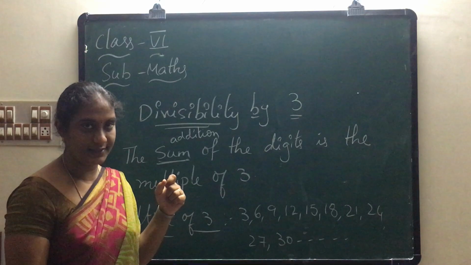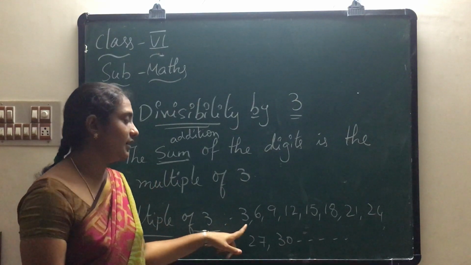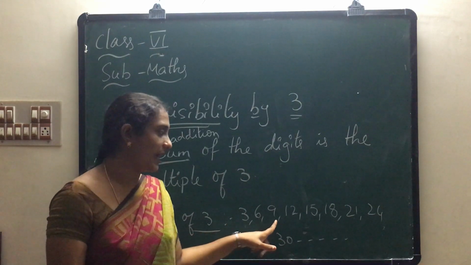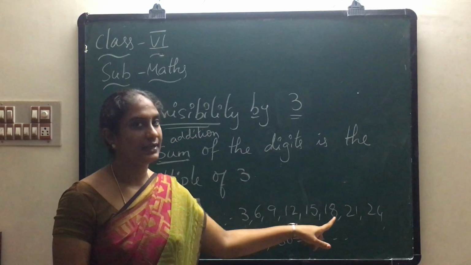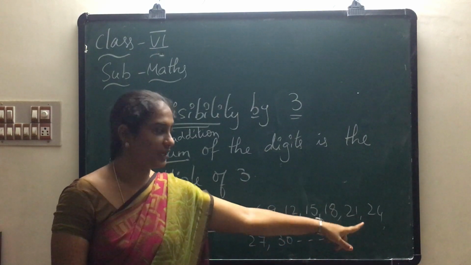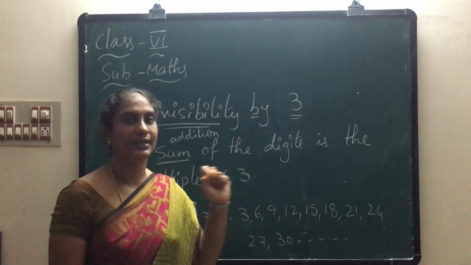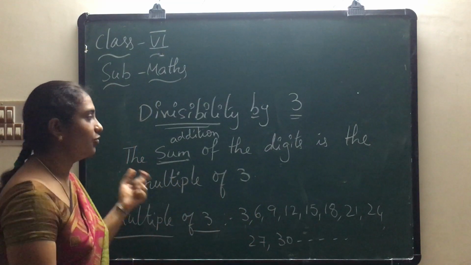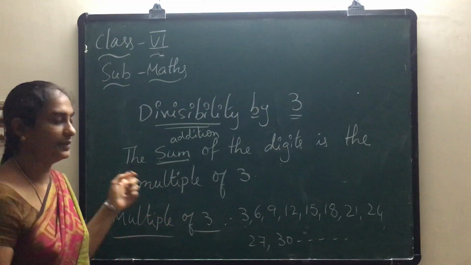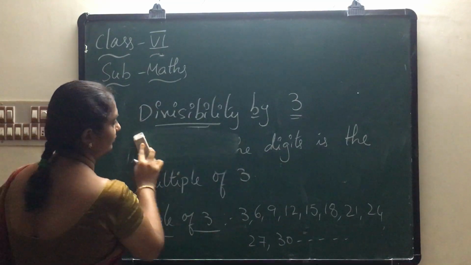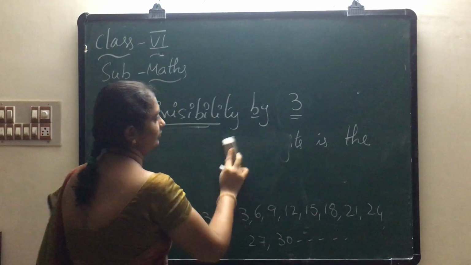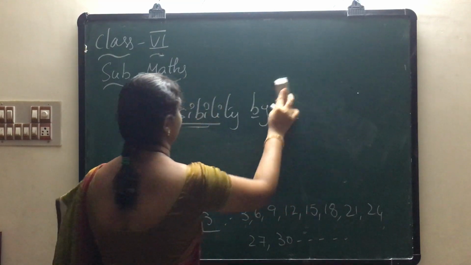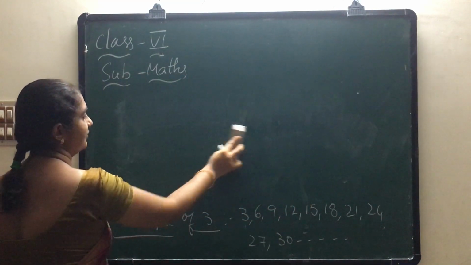Okay children, do you understand? What are the multiples of 3? 3, 6, 9, 12, 15, 18, 21, 24, 27, 30. These are the multiples of 3. Okay. Now, let us see one example.